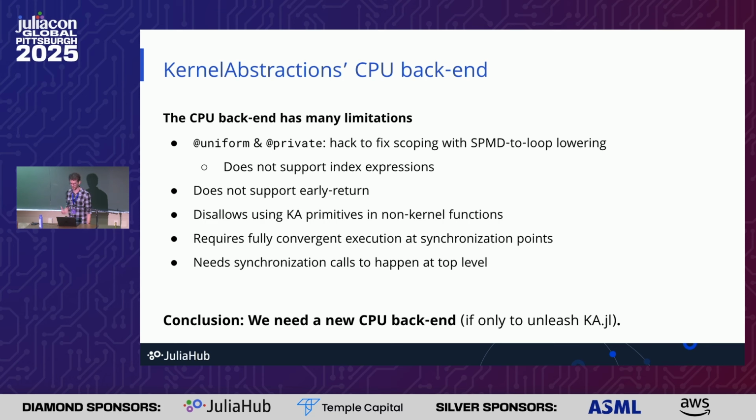And there's a bunch of other issues. For example, it does not support early returning from an arbitrary point in the kernel. It limits how you have to use the KernelAbstractions primitive functions, which have to be in an @kernel function. It also requires the synchronization to happen at top level and so on and so forth. So the bottom line here is that the CPU backend has quite some issues, and those issues aren't limited to the CPU backend itself, but they also have an impact on the KernelAbstractions API as a whole. So the conclusion basically here is that we need a new CPU backend that works, and as a result, hopefully can unleash the KernelAbstractions API.